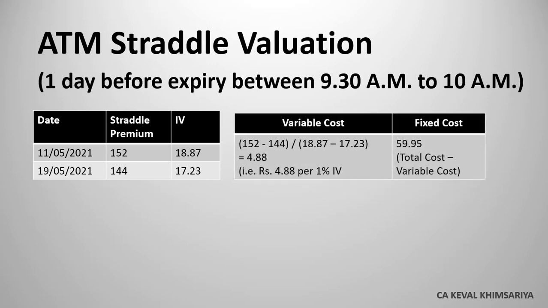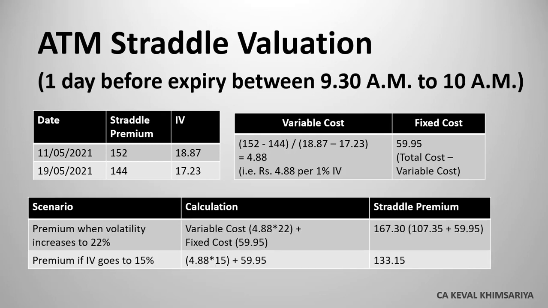So to calculate the variable portion, what we need to do is take the difference of straddle premium divided by the difference of IV, which comes to 4.88 per 1% of IV. And what is the fixed component? Total premium minus the variable portion of it. So now we have calculated the variable as well as the fixed portion of it.